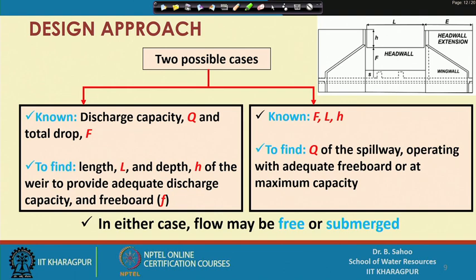First, the known thing is the discharge capacity Q, which is known or estimated before, and the total drop is capital F. These two things are known, and we have to find the length L and depth h of the weir to provide adequate discharge capacity and freeboard small f. In the second case, the known values are capital F, capital L and small h, and we have to find the discharge capacity of the spillway operating with adequate freeboard or at maximum capacity.